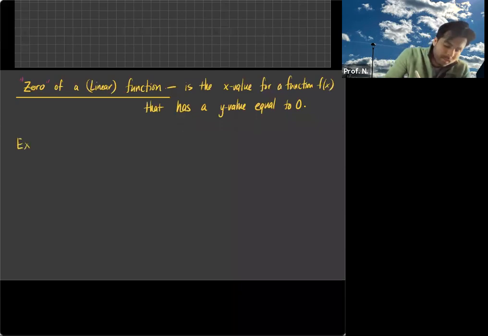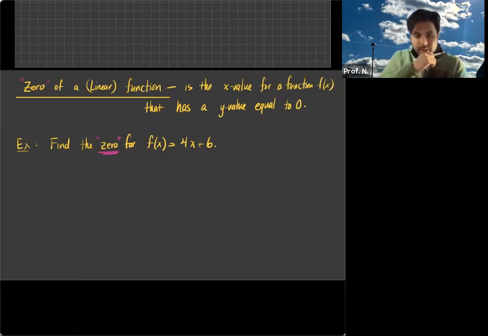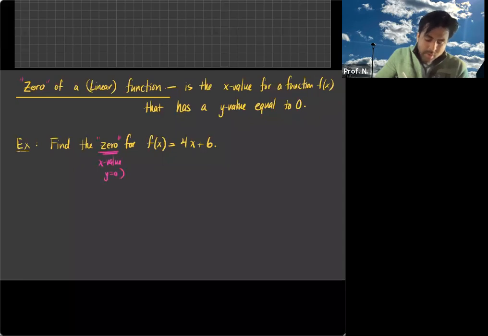So example, let's suppose I want to find the 0 for f of x equal to 4x plus 6. Let's say I want to find the 0, right? I want to find the x value. It's just, guys, we just have a lot of vocabulary that we need to know. So the zero of a function is the x value that makes the y value equal to zero for a function. So in order to find what that x value is, y equals 0.